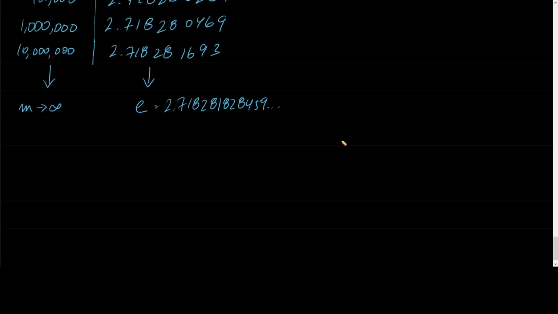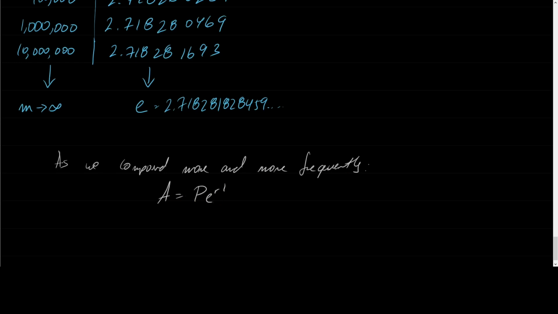All right. So what this essentially tells us now is that as we compound more and more frequently, we get that A is equal to PE to the RT. And in fact, this is for continuous compounding.